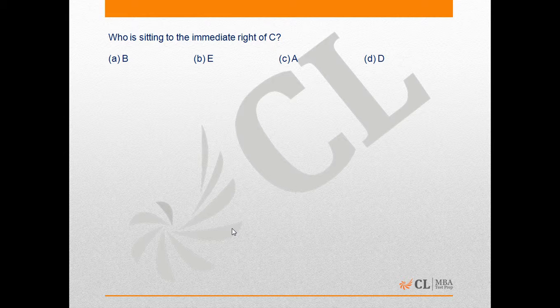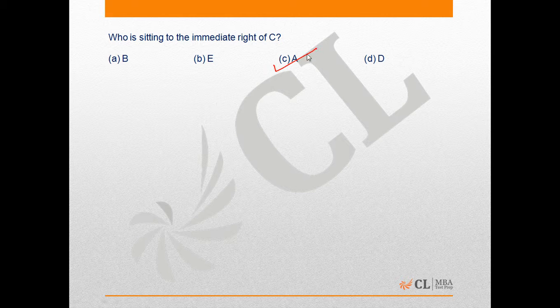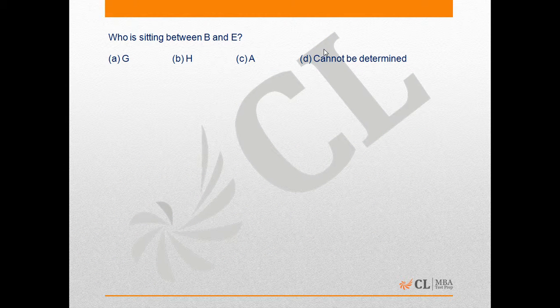In the first question, it is asking who is sitting to the immediate right of C. Immediate right of C is A. Therefore option C is the correct answer. In the next question it is asking who is sitting between B and E. It is G who is sitting between B and E, hence option A is the correct answer. In the next question it is asking who is sitting opposite to C. The person who is sitting opposite to C is either B or E, therefore option D is the correct answer.